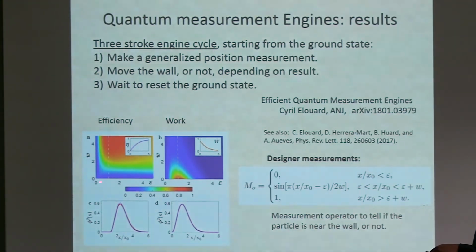And what's really cool is that if I set a particular value of epsilon, and I dial up my w large, large, large, I see my efficiency gets bigger and bigger and bigger, and eventually reaches 1. So I can have a perfectly efficient engine using quantum measurements. Now, many questions are suddenly raised by what I'm telling you. So one question is, where does the energy come from?